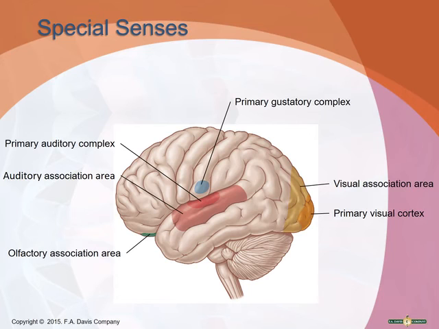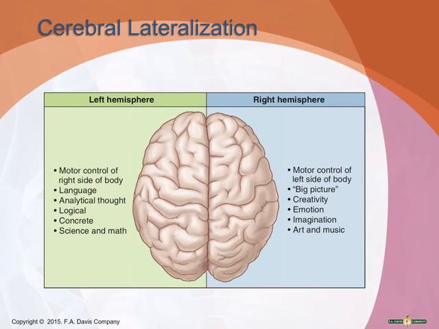Primary auditory complex. Auditory means that it's responsible for hearing. Auditory association area gives us the ability to recognize familiar sounds, like a person's voice. And then olfactory association area interprets the sense of smell. At the most, I'm going to expect you to just know what each one does. You don't need to know where they are in the brain. We're almost there, almost done.